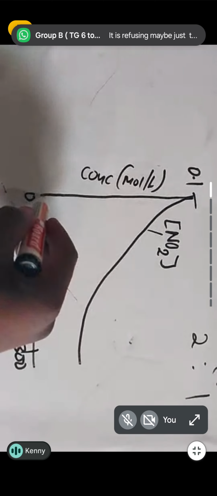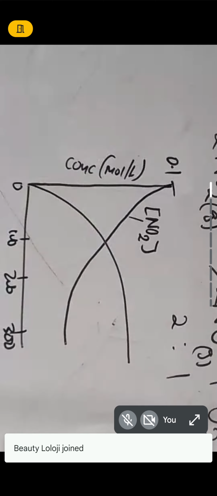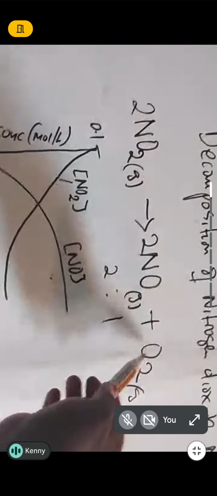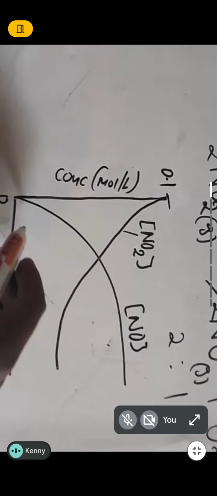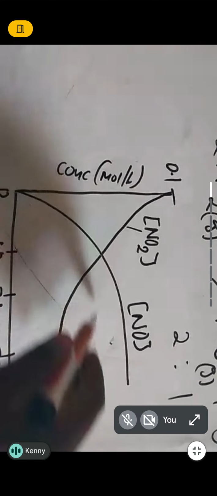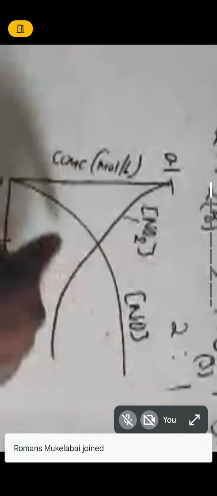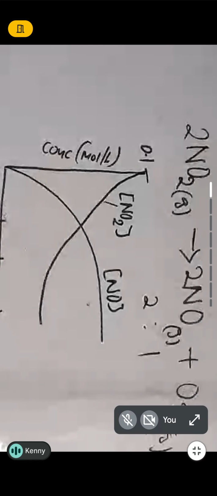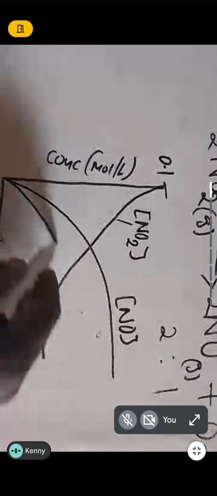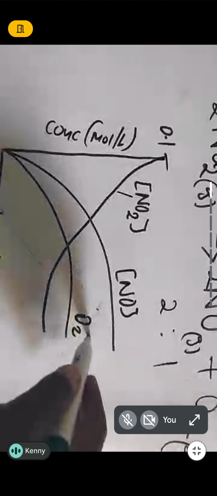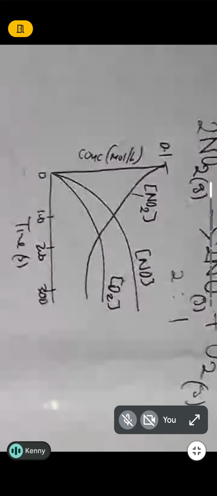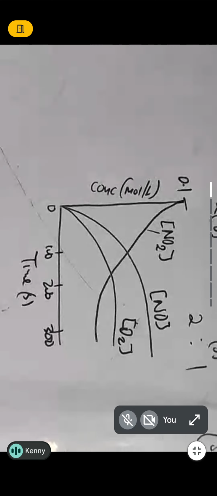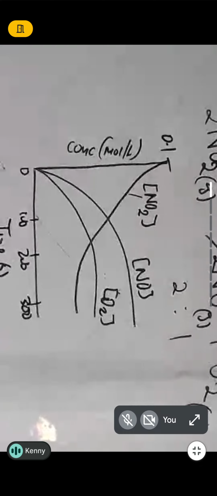So we expect this graph to go like this. This is for NO. Then oxygen is 1 to 2, so it will be lower than the concentration of nitric oxide. For oxygen it can be somewhere there. So the graph would look like that. Reactants decrease, then the products increase.